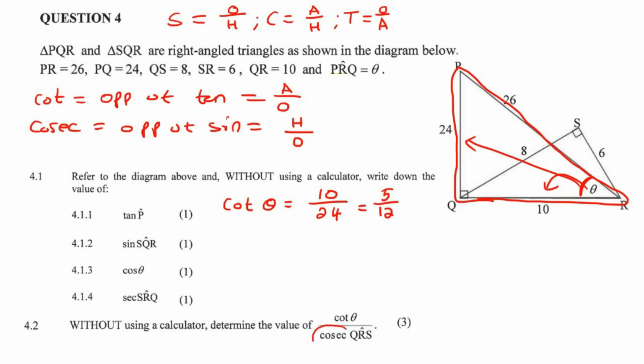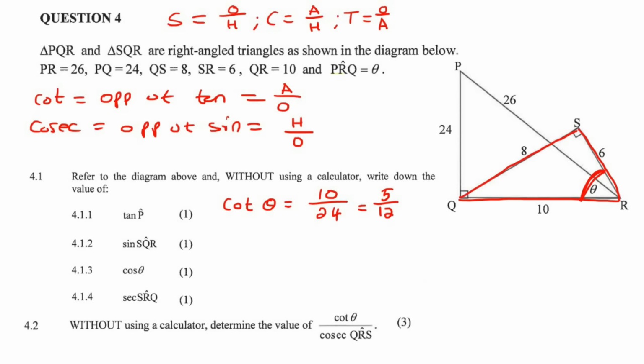Now they want us to find cosec of angle QRS. So QRS is that. Okay, so it's this whole angle. So that means we're working in this triangle. So if you want to find cosec of QRS, well, we know that cosec is hypotenuse over the opposite. So hypotenuse is the 10, and then the opposite is the 8. And so if you had to simplify that, that would be 5 over 4.